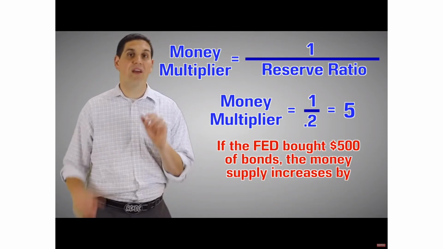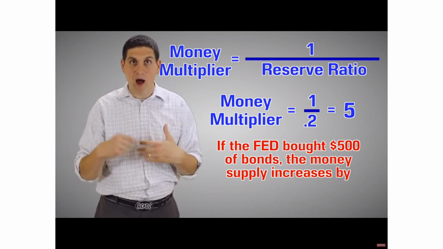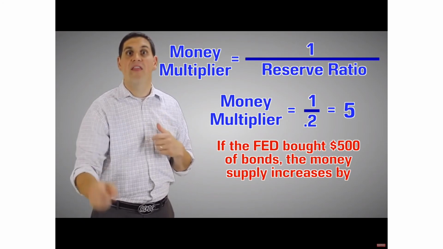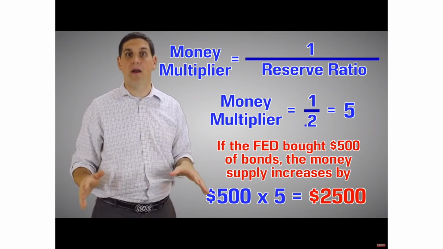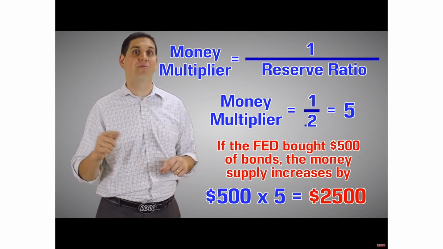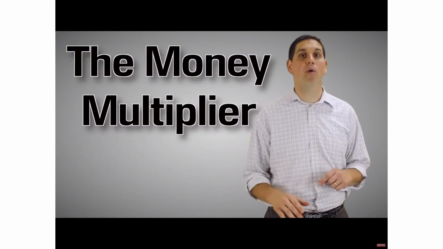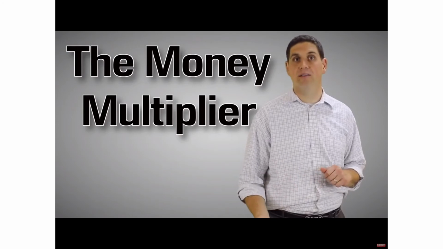Now don't confuse this idea of skipping that first round with the same idea of the Fed buying bonds. For example, if the Fed bought $500 worth of bonds, so the Fed buys bonds and puts $500 in the system, that whole $500 is new money. So in that situation, the new money created would be 500 times 5, which would be 2,500. Now this is tricky, but it's just like the spending multiplier that you learned back when you learned fiscal policy.